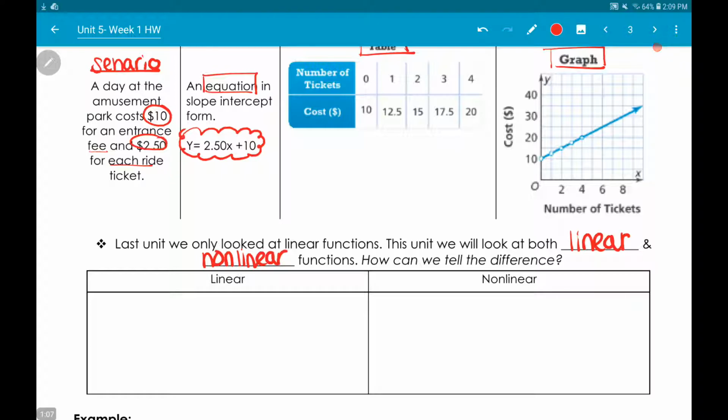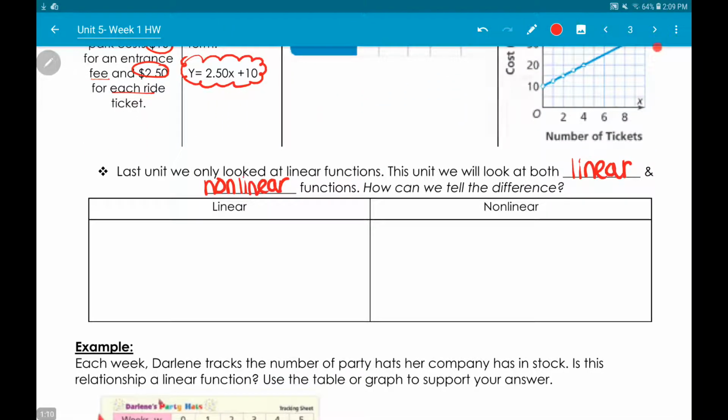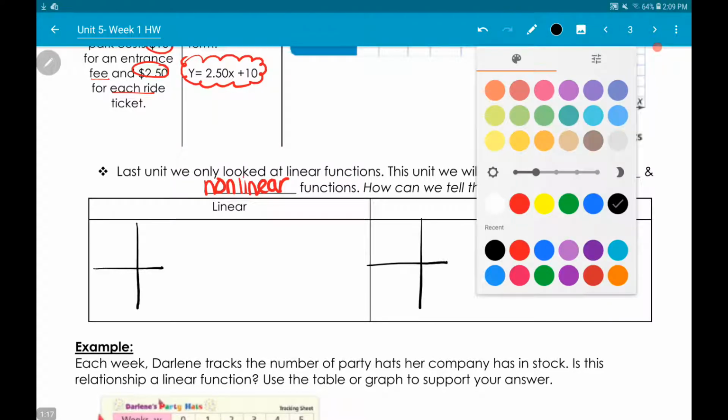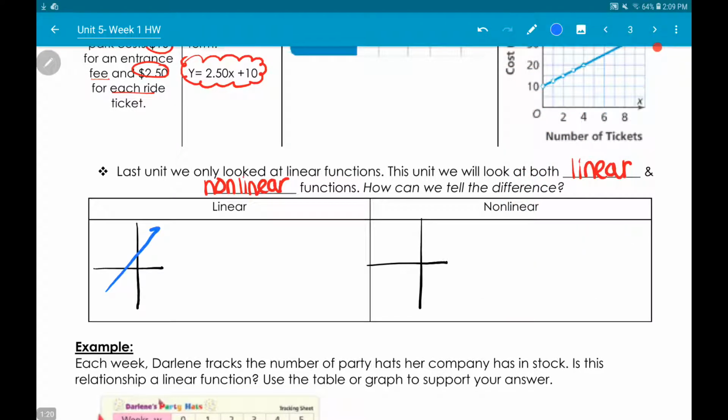All right, so what is the difference between those? Linear functions, I'm going to draw a sketch. Linear functions, as we saw last unit, are always going to be straight. They also have what we're going to call a constant rate of change, and that's the same thing as slope.